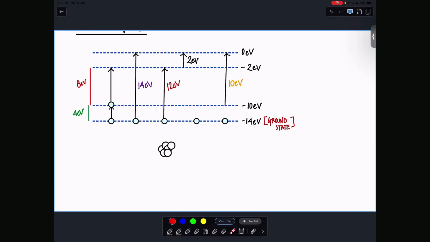And the reason behind that is, let's say I give 4.1. It can go from here to there because the gap is 4. But 0.1 is left over, right? What does it do with 0.1? The electron doesn't have anything to do with 0.1. So it doesn't even transit to that level.